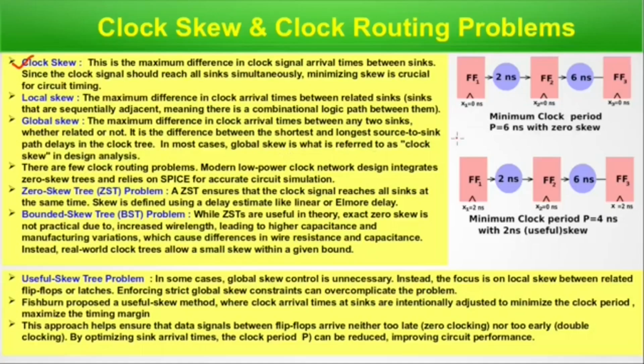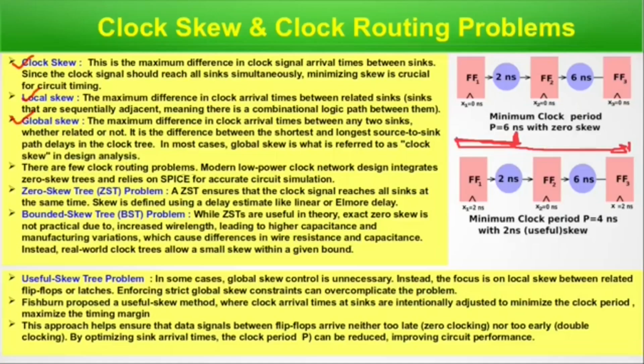So that is the maximum. If that is the clock and the closest sink is here and the farthest is there, the time difference in reaching this sink and that sink would be different, and that is the maximum difference between covering the shortest path and the longest source to sink path. The difference between these two delays in the clock tree is what is actually referred to as clock skew in design analysis. That is the maximum clock skew, the global clock skew.